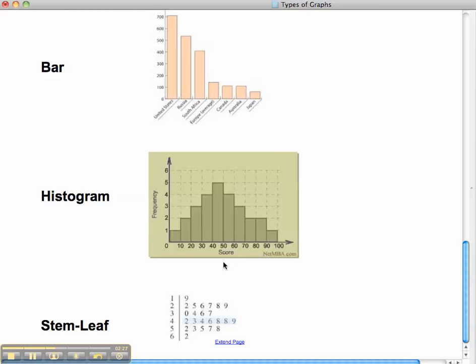Closely related and similar is a histogram. Now we do have a score ranging from 0 to 100, broken down into tens, and we're showing how often something occurs, the frequency here along this y-axis.